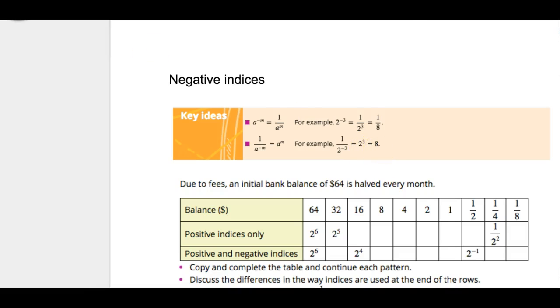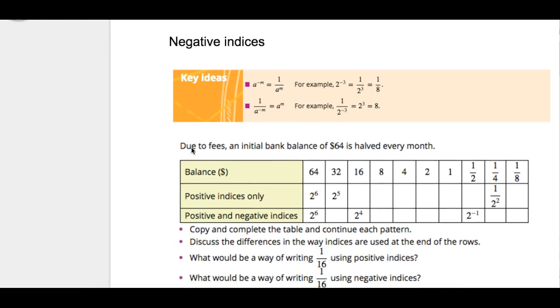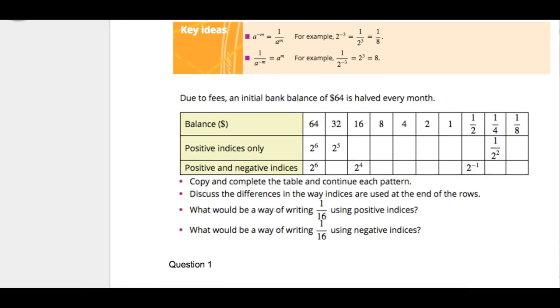Now, a good thing to do is to work through this table here. So I'll just scroll up. Okay, this is just taken from your textbook. Due to fees, an initial bank balance of $64 is halved every month. Wouldn't that be terrible? It doesn't really exist, but we are doing our numbers as positive indices. So our base is 2.